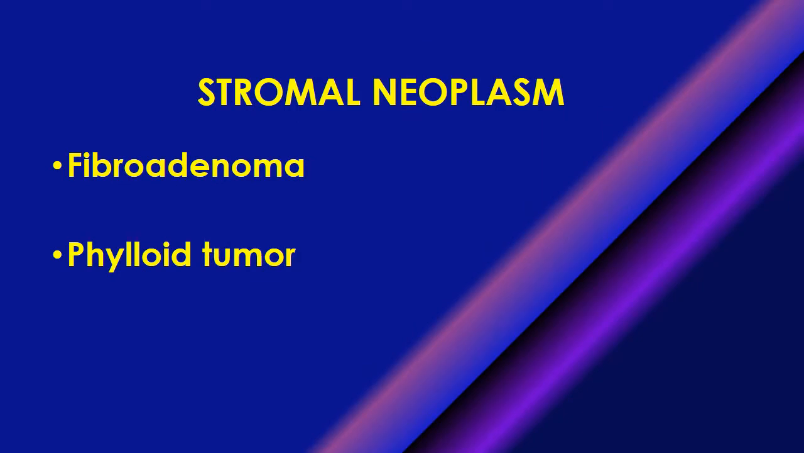Stromal neoplasm of the breast. The two types of stroma in the breast, intralobular and interlobular, give rise to different types of neoplasm, which are fibroadenoma and the more cellular phyllodes tumor.